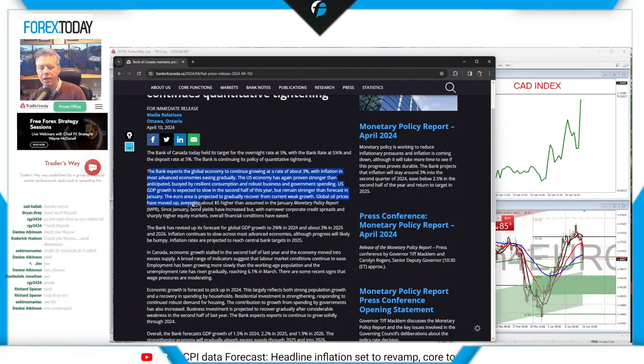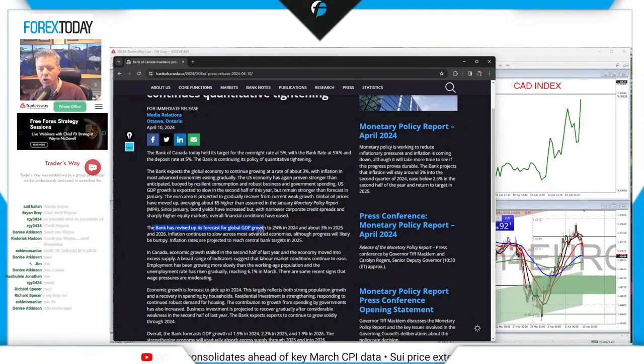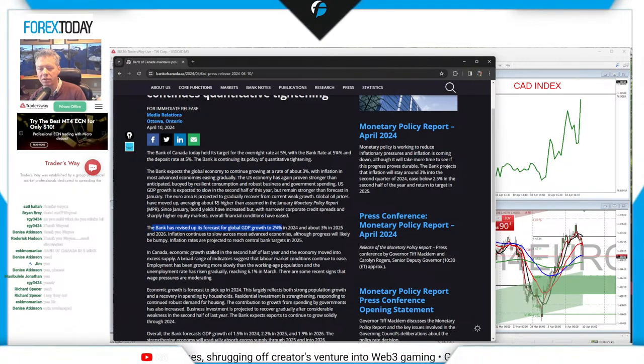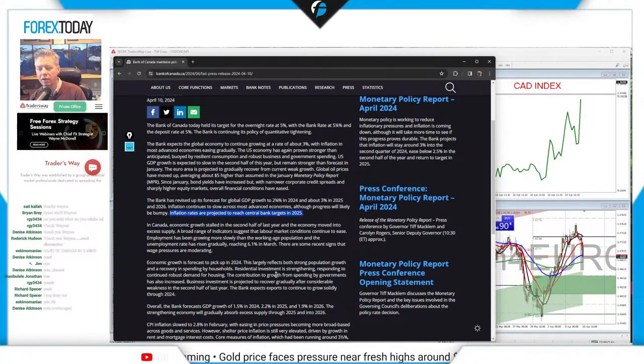Global oil prices have moved up, averaging about $5 higher than assumed back in January in the monetary policy report. Since January, bond yields have increased, but with narrow corporate credit spreads and sharply higher equity markets, overall financial conditions have eased. The bank has revised its forecast of global GDP growth to 2.75%, and then 3% the year after, and the year after that. Inflation continues to slow amongst most advanced economies, but it'll be bumpy. They think next year inflation targets are going to be hit.